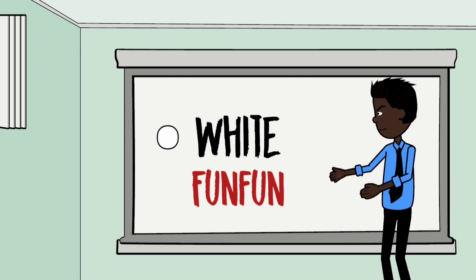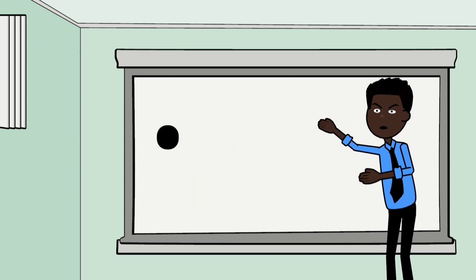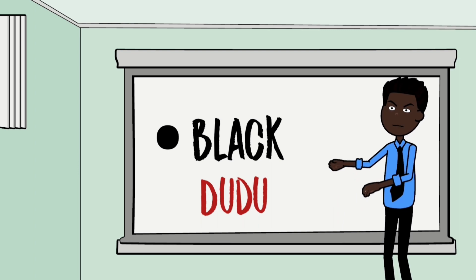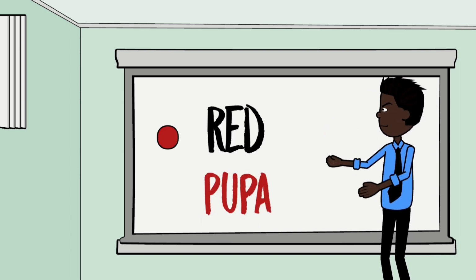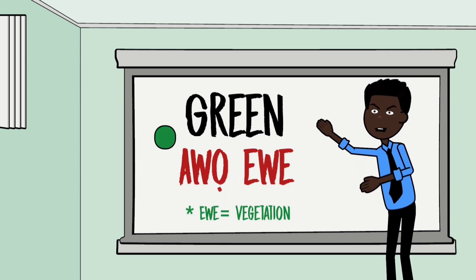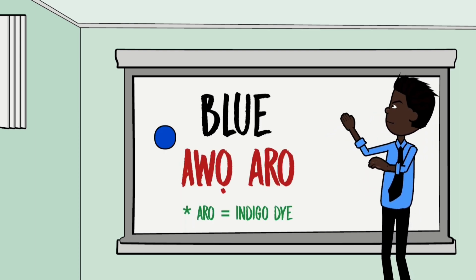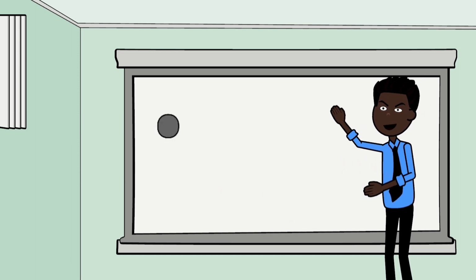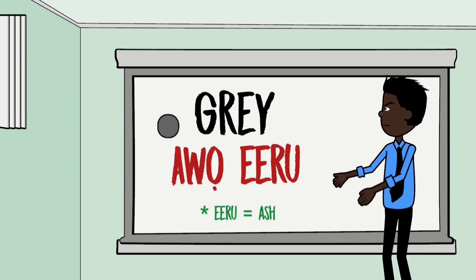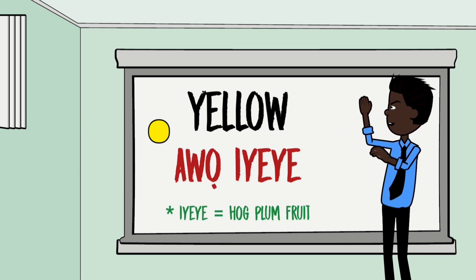White, funfun. Black, dúdú. Red, pupa. Green, àwọ̀ ewé. Blue, àwọ̀ aró. Grey, àwọ̀ eérú. Yellow, àwọ̀ ìyèyè.